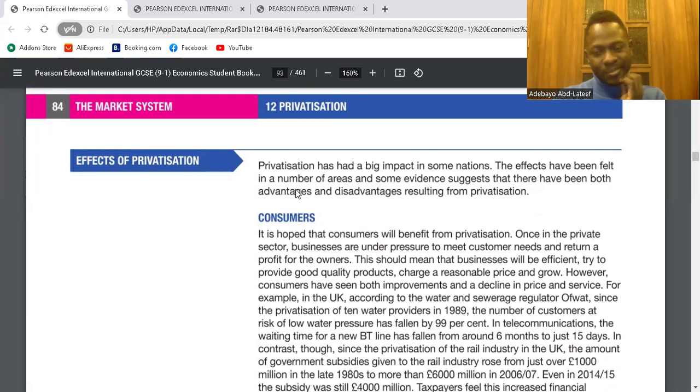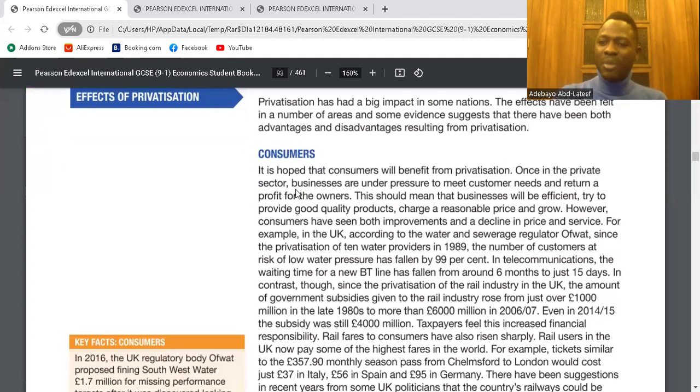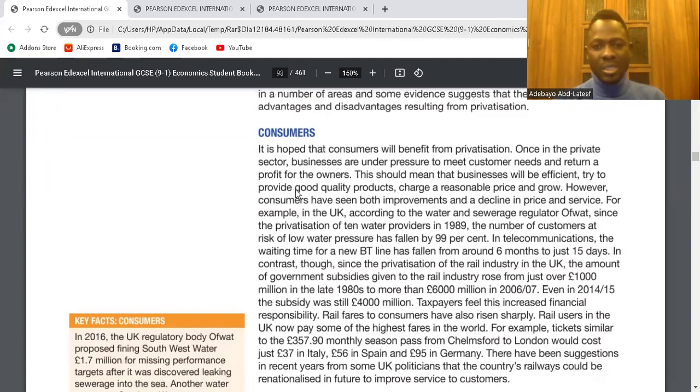Are you there? Privatization has a big impact in some nations. The effect has been felt in a number of areas, and some evidence suggests that there have been both advantages and disadvantages resulting from privatization. So what are the advantages of privatization to consumers and the problems of privatization to consumers? So for consumers, we start.